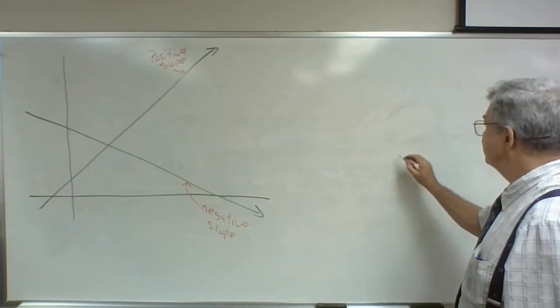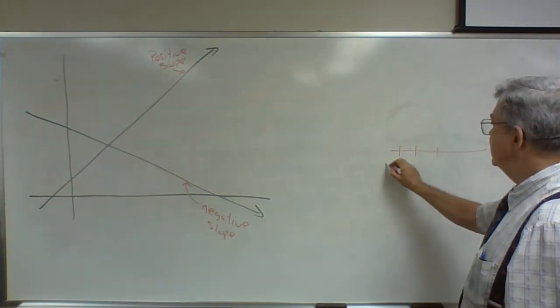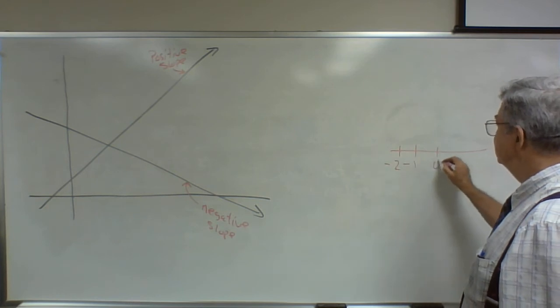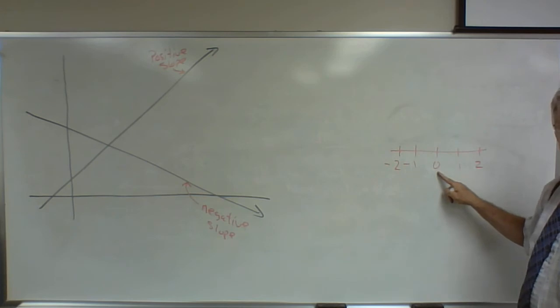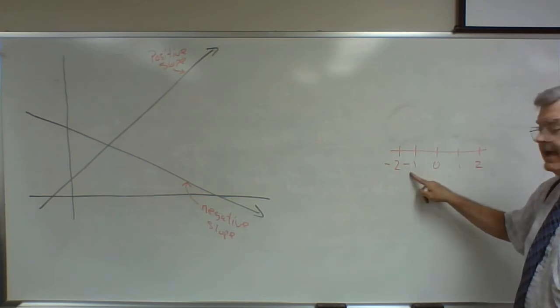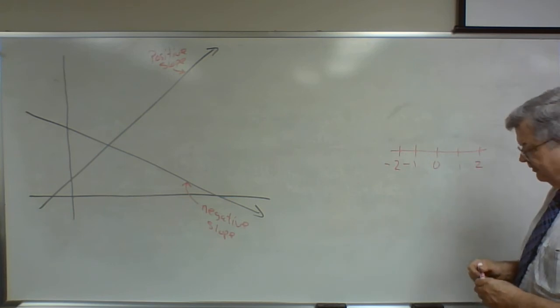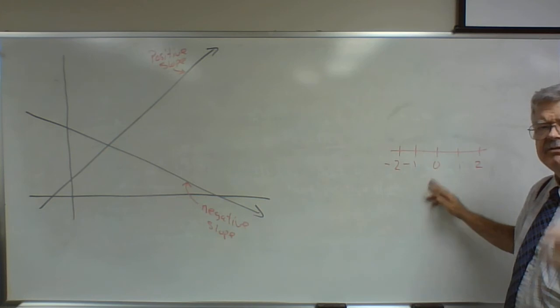Well, let's see. Here's the number line. -2, -1, 0, 1, 2. So 0 is the number on the number line that's in between the negative numbers and the positive numbers. 0 is the only real number that's neither positive nor negative.